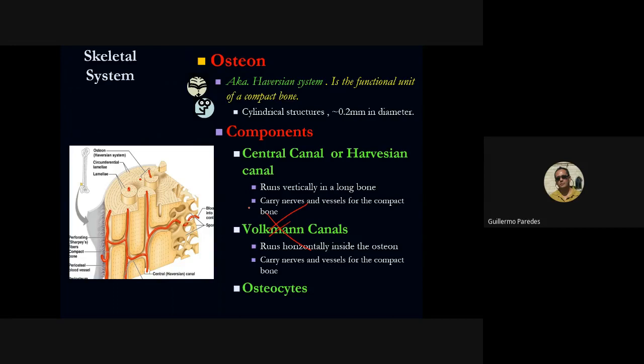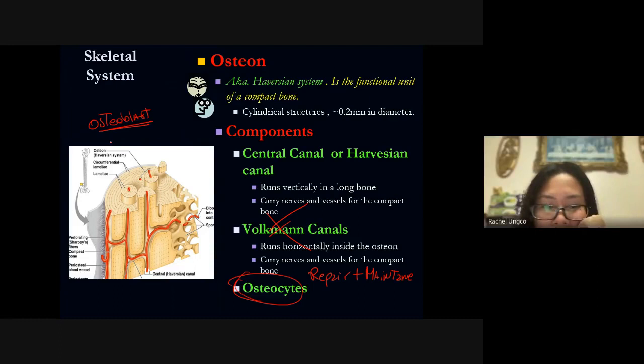And we have the osteocytes. What is the function of the osteocytes? Who can tell me? The function of the osteocyte is to repair and maintain the bone. That is the function of the osteocyte. What is the function of the osteoblast? Deposit calcium into the bone. Excellent. Everybody okay? Perfect.